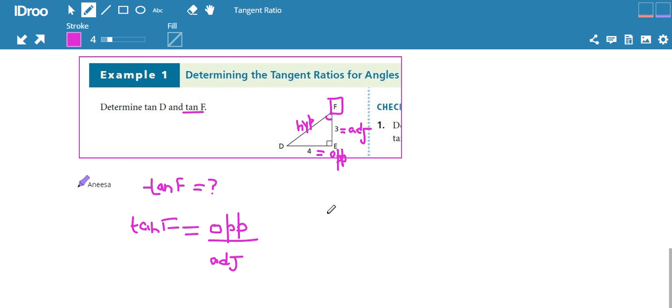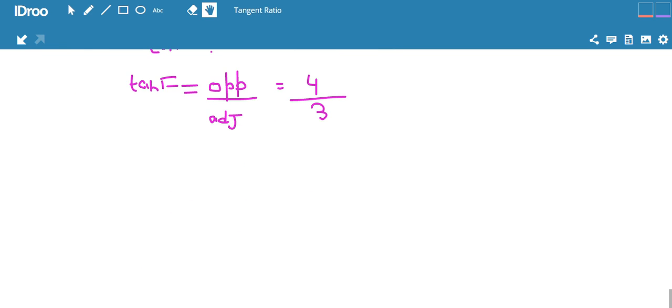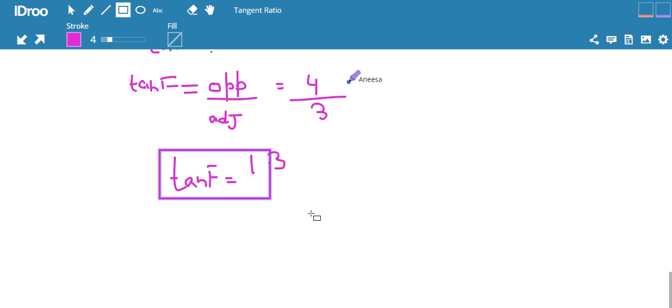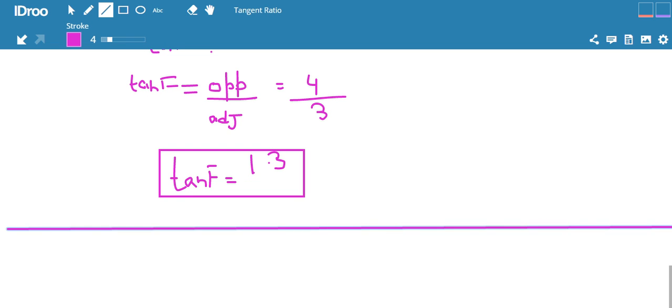So the opposite value here is 4, and the adjacent value is 3. So 4 by 3, right? Yep, 4 by 3. Tangent F equals 4 by 3, right? What is 4 by 3? Calculate that. 1.3. So that's the value of tangent F. Right? So that's the first example.